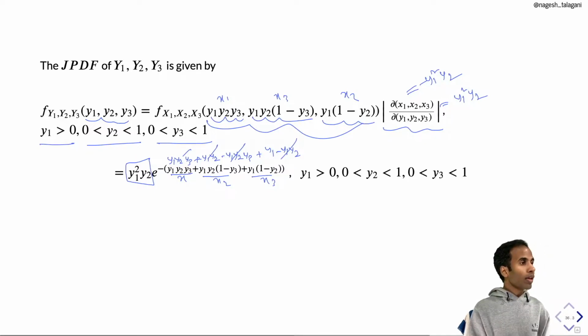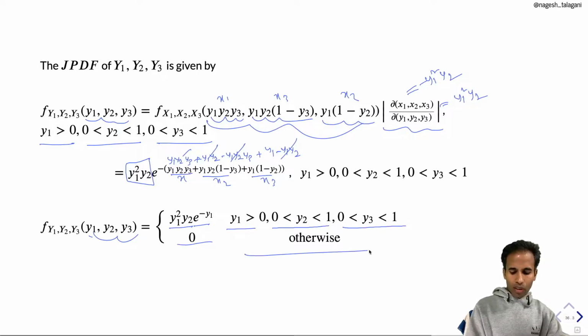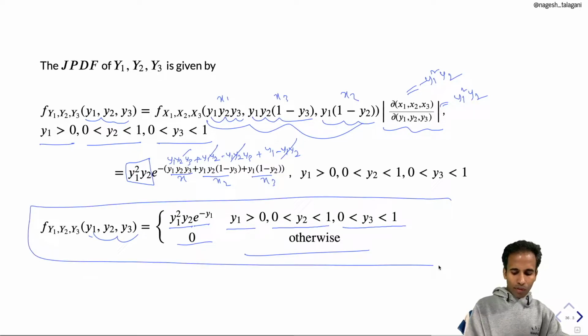So the joint PDF of y1, y2, y3 at y1, y2, y3 is equal to y1 square y2 times e power minus y1 for y1 positive, 0 less than y2 less than 1, 0 less than y3 less than 1, and 0 otherwise. This is the joint PDF of y1, y2, y3. Fine. Okay.